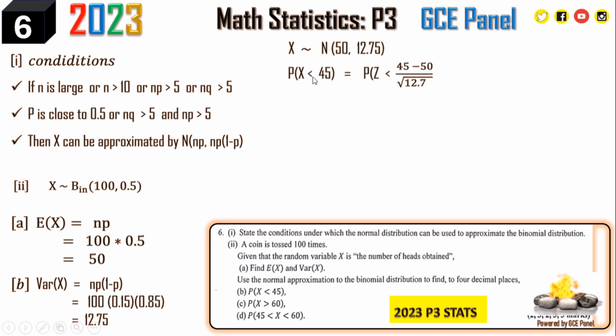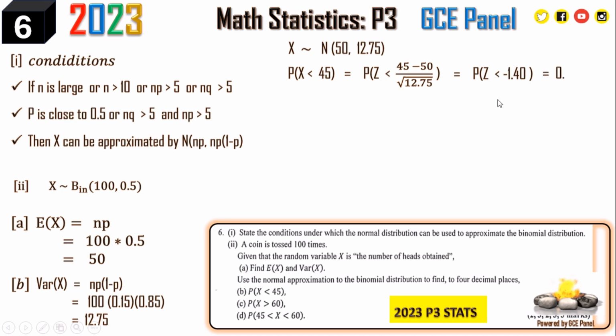So the probability of X less than 45 will be equal to the probability of Z. We have to convert it to the z-score: Z less than 45 minus 50, where 45 is the test statistic and 50 is the mean, all over the standard deviation. What's the standard deviation here? The square root of 12.75. So this will be equal to the probability of Z less than negative 1.40.